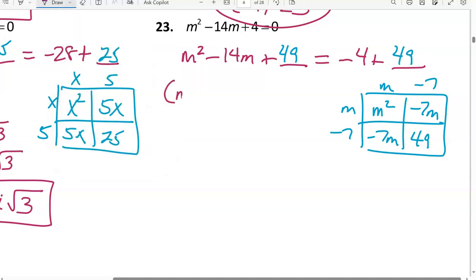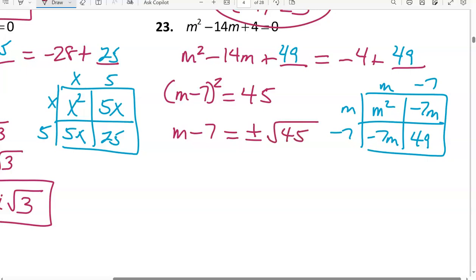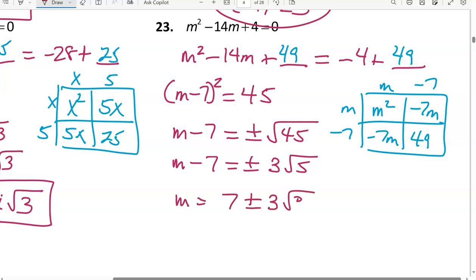So factoring, m minus 7 squared is equal to 45. If m minus 7 squared is equal to 45, then m minus 7 is the square root of 45, or the opposite of the square root of 45. Let's simplify that. That's plus or minus 3 times the square root of 5. Adding 7, 7 plus or minus 3 times the square root of 5 are our two solutions.